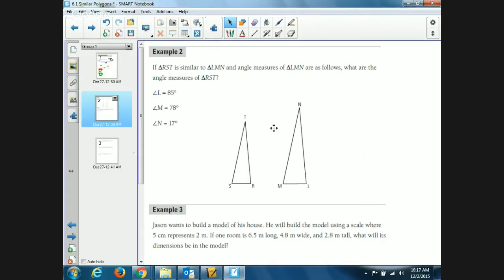If I'm told that angle L is 85 degrees, that angle M is 78 degrees, and that angle N is 17 degrees, what are the measures of angle T, angle S, and angle R? Just by looking at the two diagrams, what's angle T going to be equal to? What's it like?